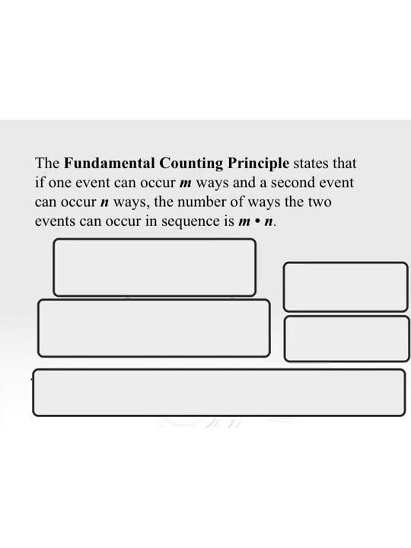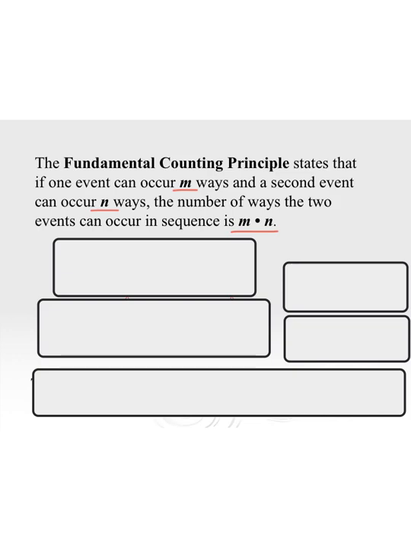Let's get started. The fundamental counting principle states that if one event can happen m different ways, and a second event can occur n different ways, then our combination of the two events can occur in m times n different ways. So we take the number of outcomes for our first event and the number of outcomes for our second event, and we multiply them together. Let's go ahead and look at an example of this.